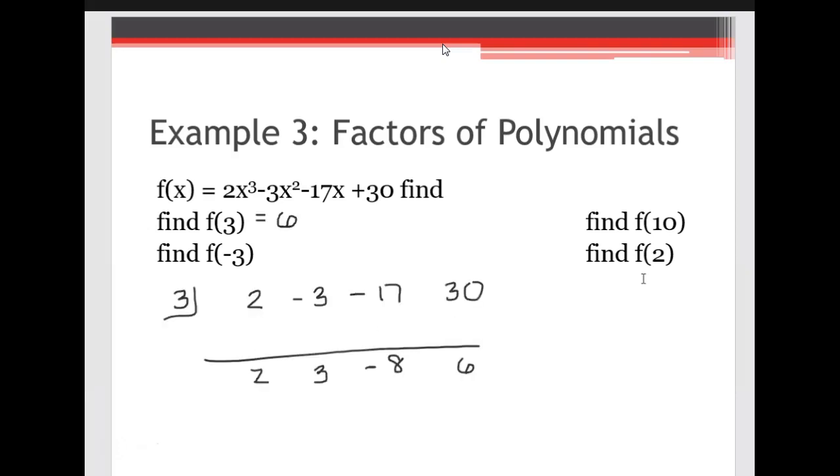And then to find the next value, your top coefficients stay the same. What you change is the number that goes in the box. So now if I wanted to find 10, keep your coefficients. You always bring down the first, and then you multiply and add. So you guys have been multiplying and adding since 3rd grade. So 10 times 2 is 20. 20 minus 3 is 17. 10 times 17 is 170. 170 minus 17 is 153. 153 times 10 just adds a 0 to that number. So it becomes 1,530. And then you get 1,560.